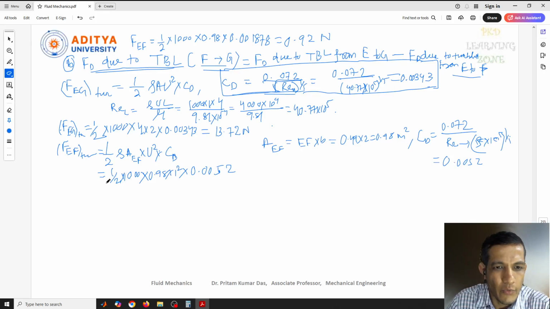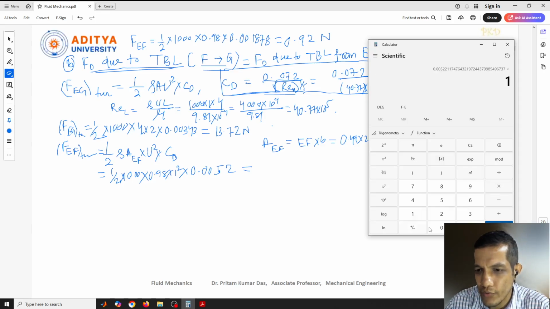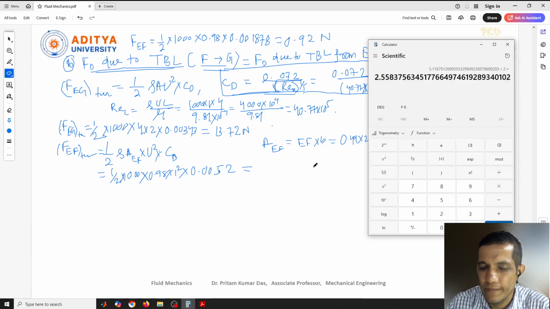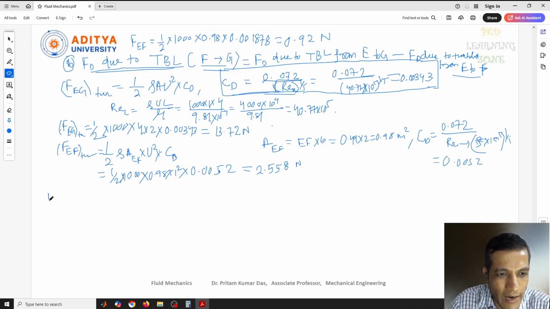Now we can put the value and we can get it here. What is the final one is there? So now EF, let's solve it and write it. How much we got? Already we got this one. Multiply 1000 and into 0.98 into 1 square, that is there, and divided by 2. So this one, let me write, this is 2.558 Newton.